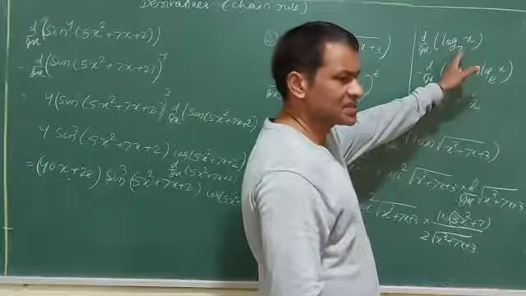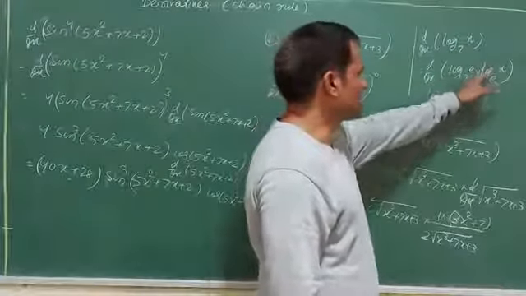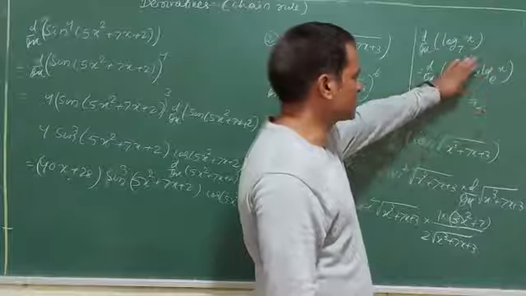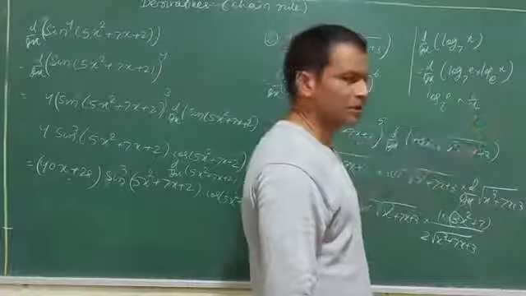Log 7x. The base is not e. Log base e of x, the base has to be e. So this is kept silent. Log e x derivative is 1 by x. Okay.